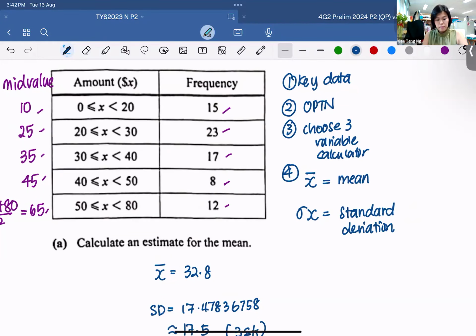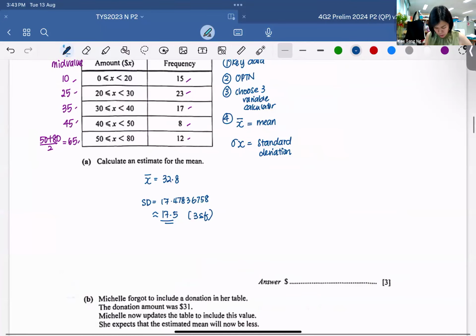Okay. All right. So now after that, how do I change my menu back to the normal calculation mode? Press menu, then press 1. Number 1. All right. Okay. Press menu number 1. Okay. Now with that, I'm quite happy already.